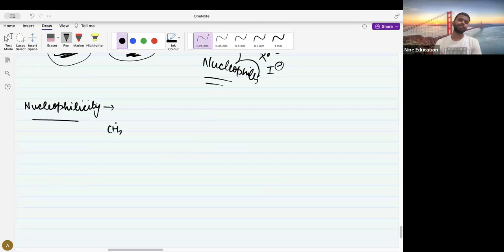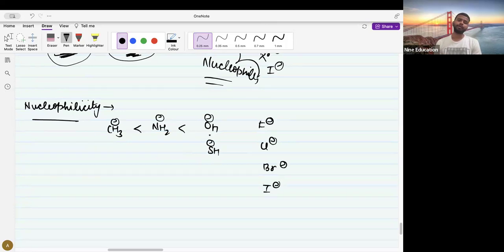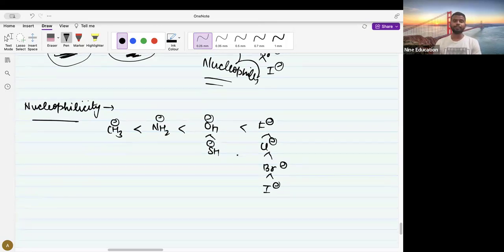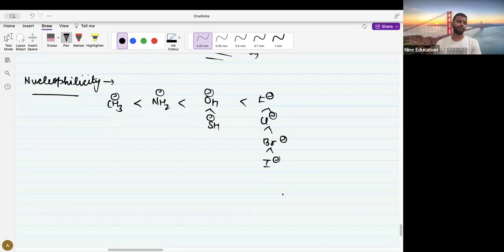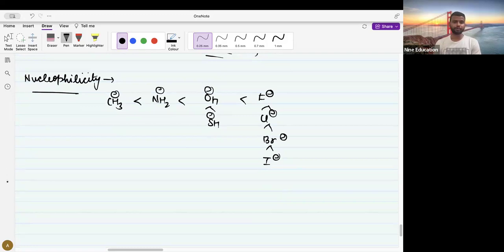So first one, let's say CH3 minus. Next we have NH2 minus. Next we have OH minus. Down we have SH minus. Here we have fluoro, chloro, bromo. From here to here, in this trend, nucleophilicity will increase. ये ट्रेंड है, याद रखें इसका ट्रेंड को, है ना? So this is the order of nucleophile, which nucleophile is strong, which nucleophile is weak. So this order you have to remember of nucleophiles.